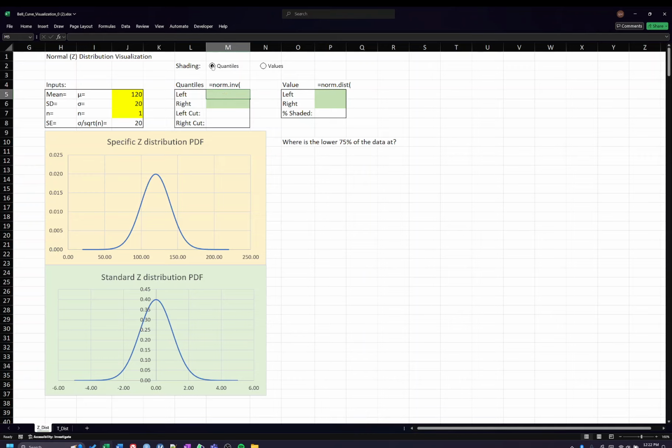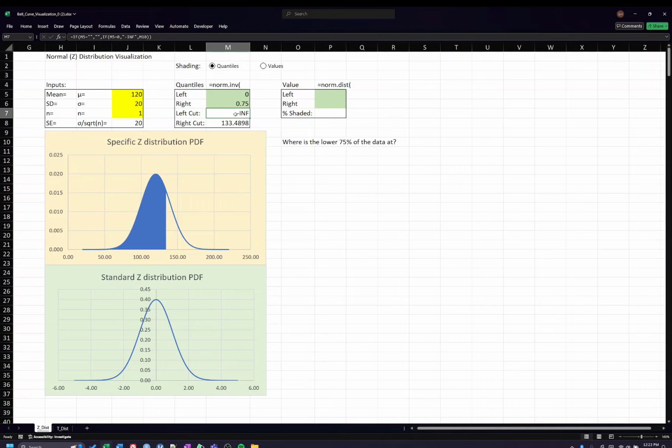So the first thing that we need to do is make sure that we are clicking on the quantiles, because that changes how the shading is done. And quantiles say, give me a percentage and I'll show you where that bottom percentage is. So this left area, we're going to put at 0% because we're going to go from 0 to 75%. And it shades in the lower 75% of the data on our distribution using the mean and the standard deviation for our graphs.